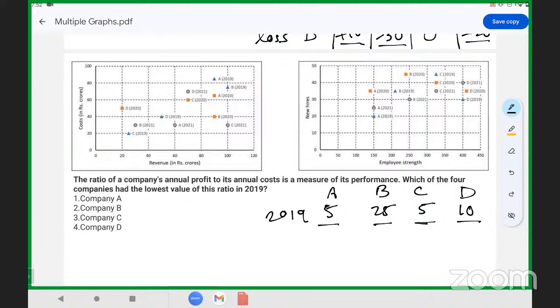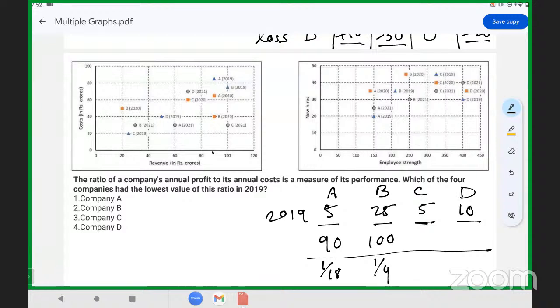So A's revenue was how much in 2019? It was 90 crore. Okay, 90 crore. Then for B in 2019, it was 100 crore. So now this will become nothing but 1 by 18. This will become 1 by 4. And for the annual cost.